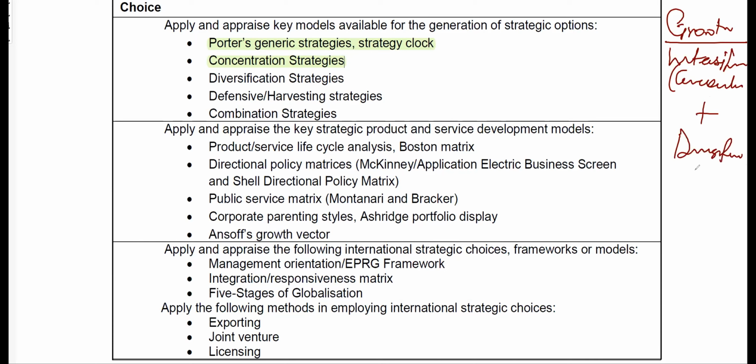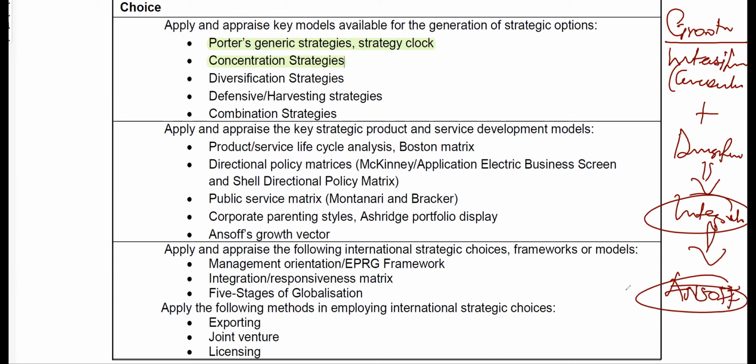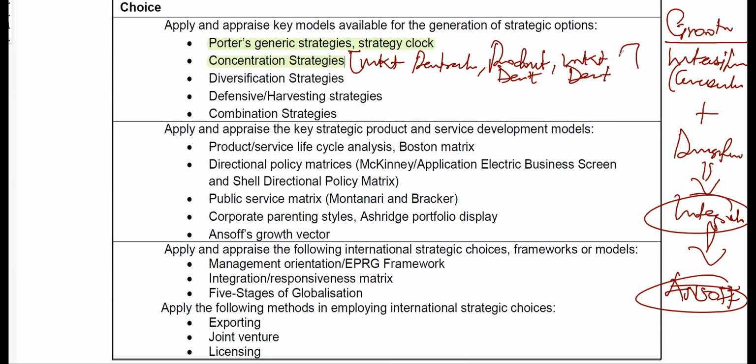And even within diversification strategies, we have integration strategies, right? Which are part of diversification strategies. So Ansoff came out and put all under one umbrella, right? As growth strategies. So you see, we have concentration strategies. So we have what we call market penetration, doing what you do already. Okay, we have product development. We have market development. Okay, these are concentration strategies.